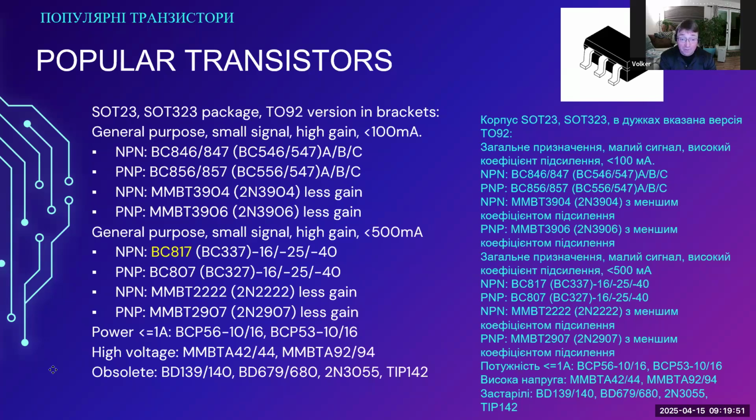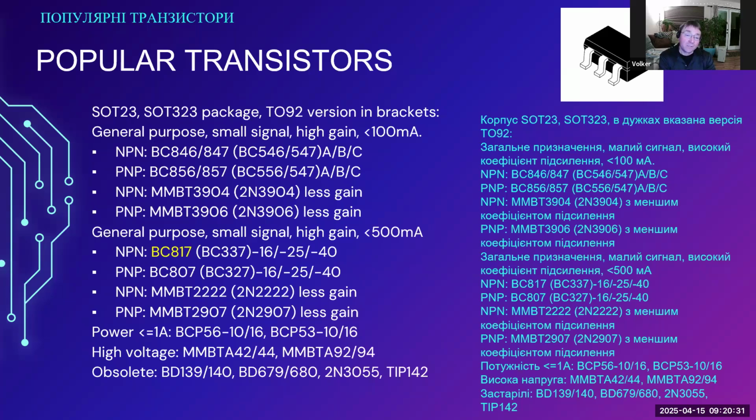They come in different packages. I've mentioned the SOT23 package. I've mentioned SOT323, which is a smaller version, but the same pinout. TO92 version, it's a through-hole package that you can use on breadboards. So general purpose, small signal, high gain, partially very high gain for a transistor. NPN transistors, the BC847 as a surface mount device, the BC546 or 547 as a through-hole device, are standard types.